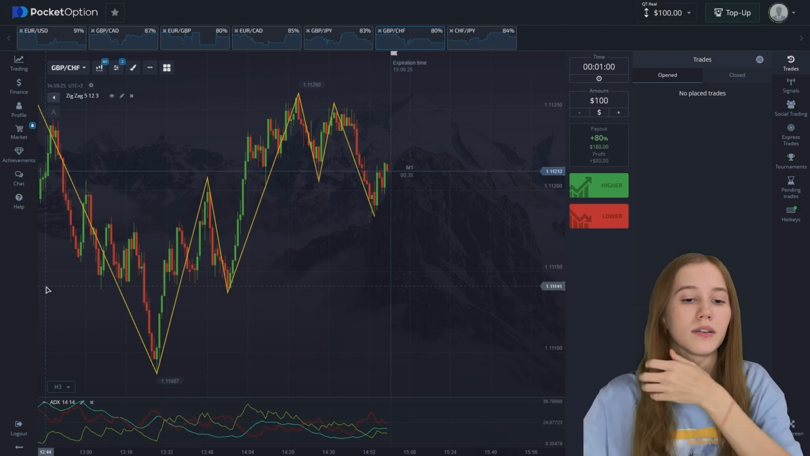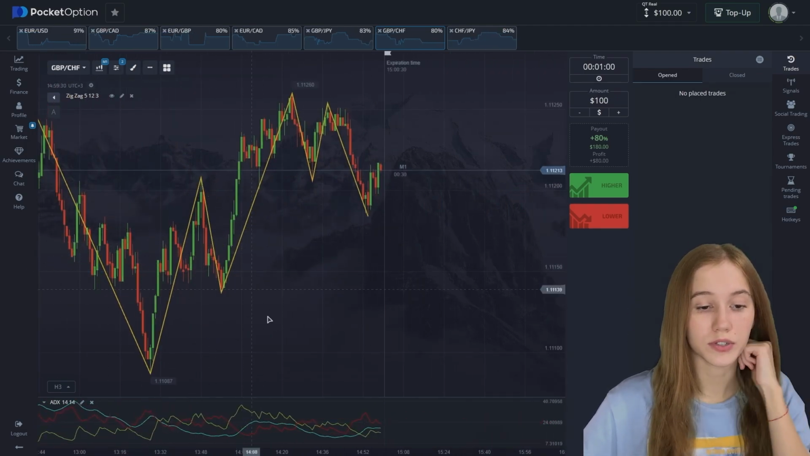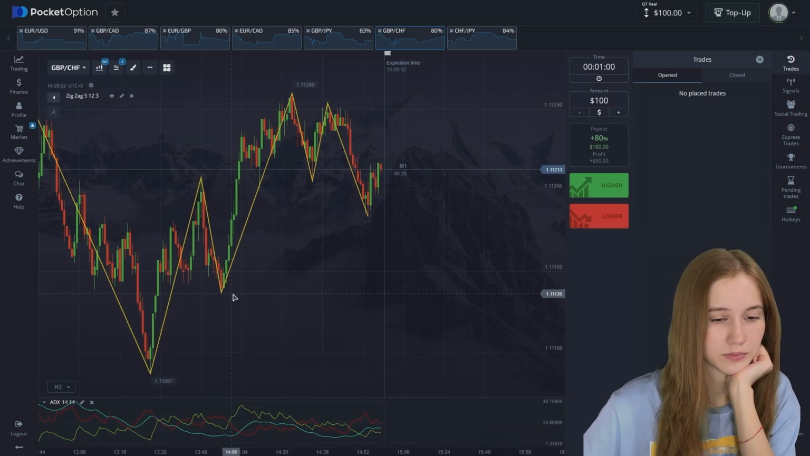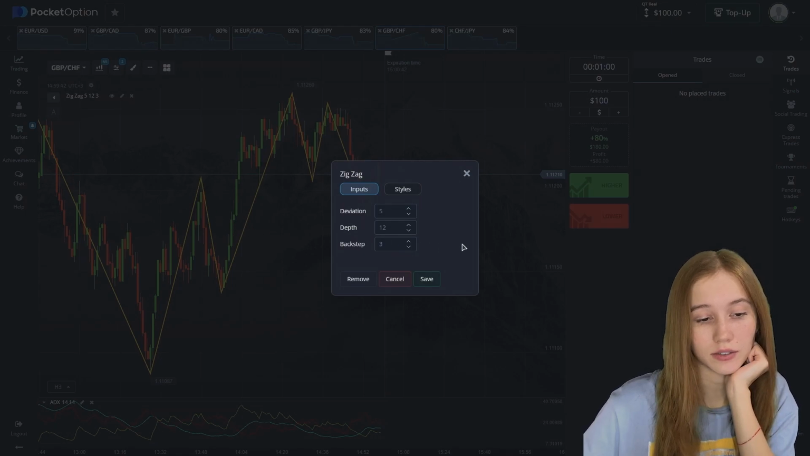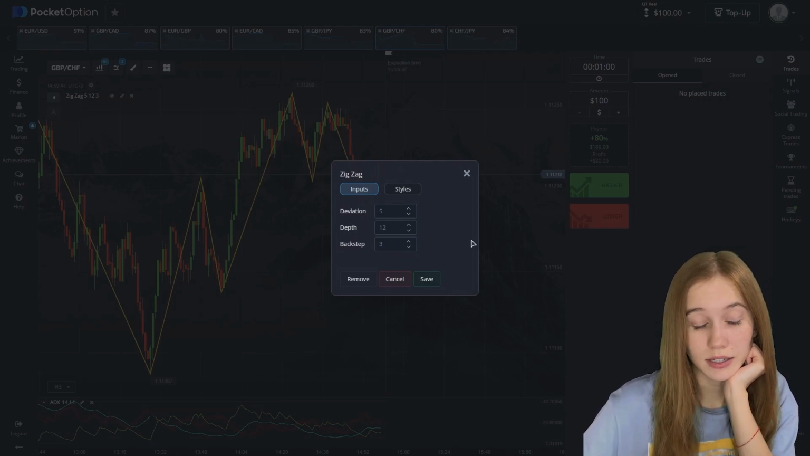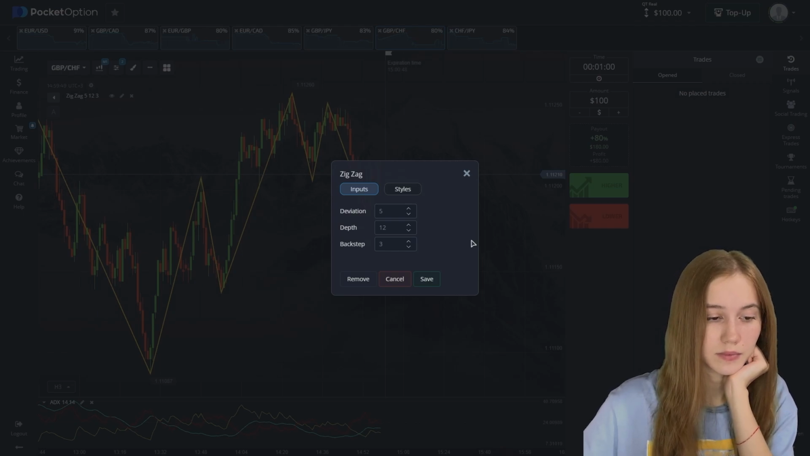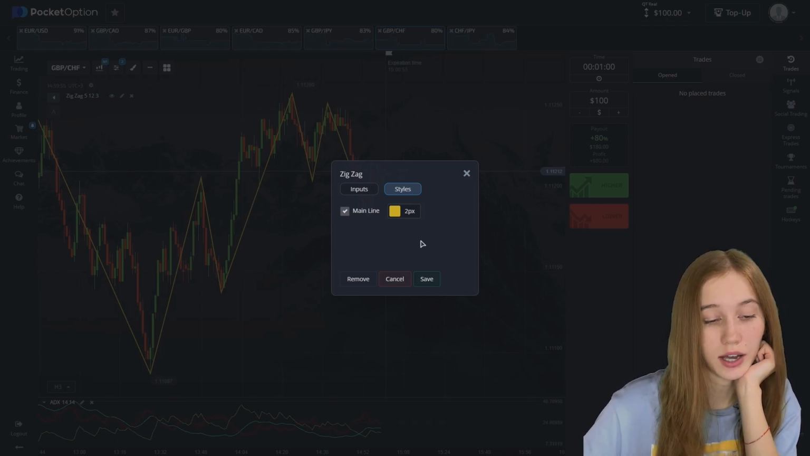I'll start with the first indicator. I think it will be ZigZag, located on our chart. Here are its parameters. You can pause it and screenshot it, copy it. This indicator is located on our chart.